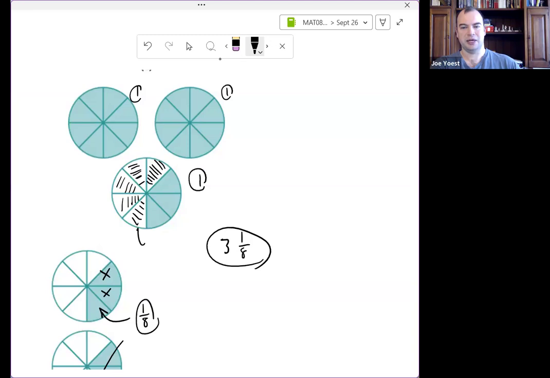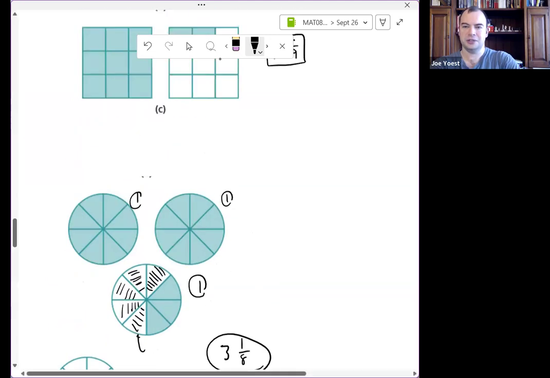This is leveraging my A over A equals 1 kind of idea. I have 8 slices that I've glued together to make just one whole pizza. And that gives me 3 whole pizzas now. And then I still have this 1/8 slice that doesn't really fit in anywhere else. So it just sits there as a 1/8.